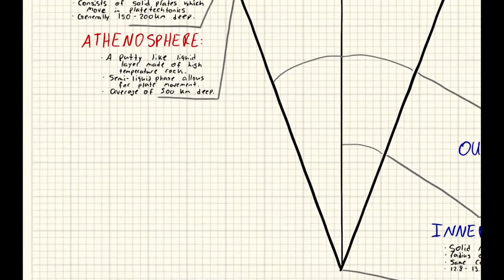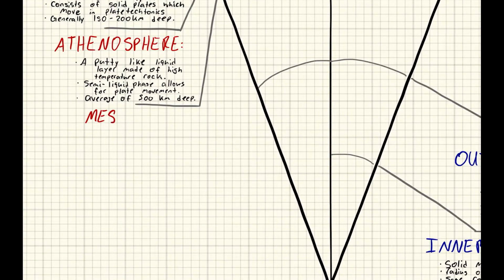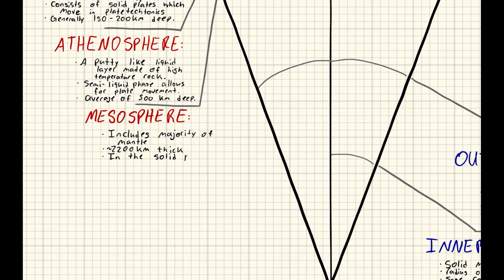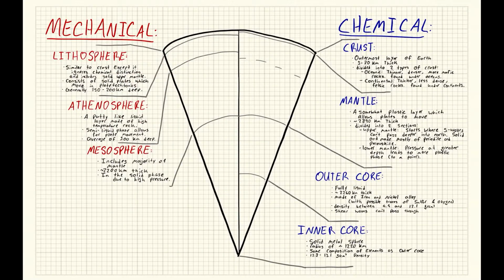Now comes the mesosphere. Relative to the chemical structure of the Earth, this includes most of the mantle, going from the edge of the asthenosphere to the bottom of the mantle. While in the asthenosphere the temperature is high enough to partially melt the rocks, in the mesosphere the high pressure essentially cancels the effect of the high temperatures, making the mesosphere a solid. The mesosphere is the largest portion of the mechanical layers at around 2,200 kilometers of depth.